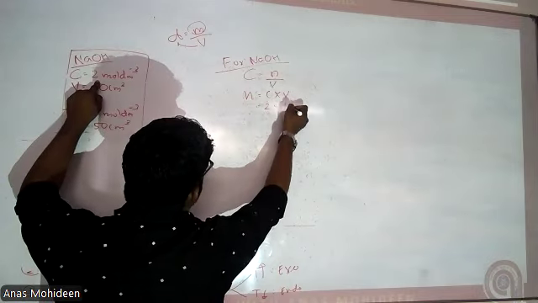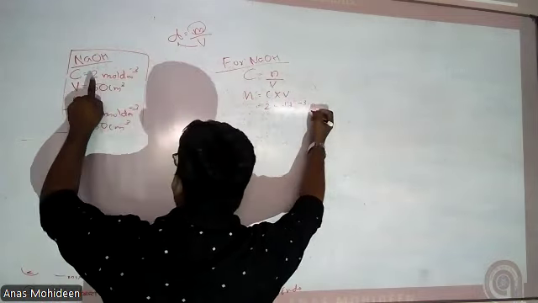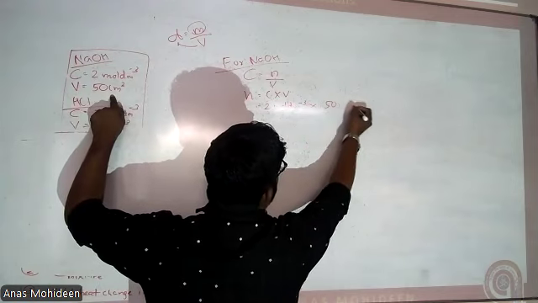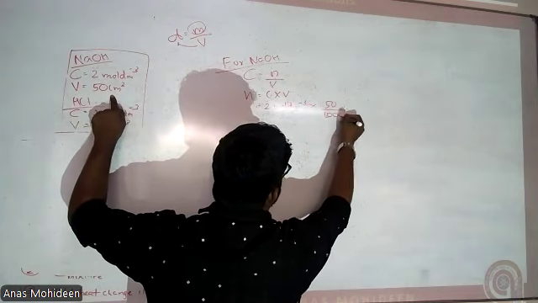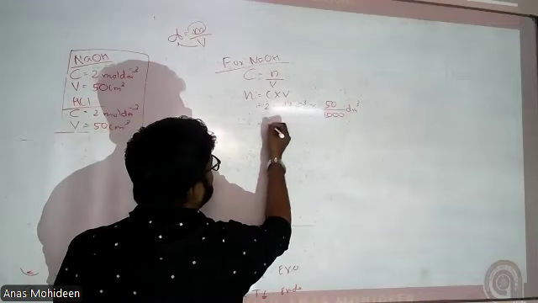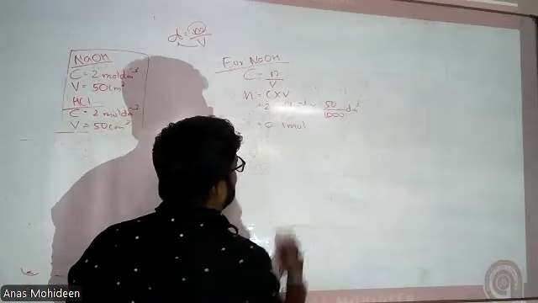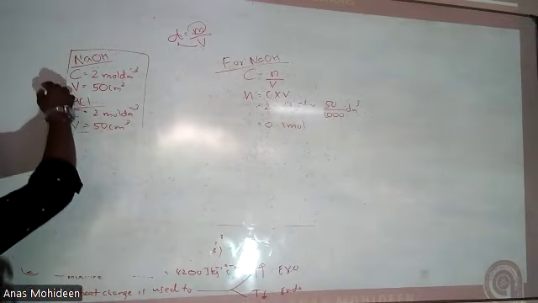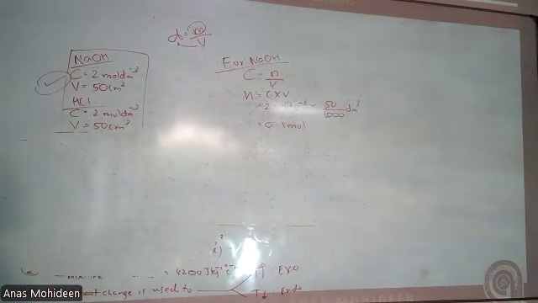Concentration is given as 2 moles per cubic decimeter, times volume, which is given as 50 cubic centimeters. So I have to divide by 1000 to make it cubic decimeters. 2 times 50 is 100, over 1000, which is 0.1 mole. So how many moles of sodium hydroxide do you have? 0.1 moles. Got it?